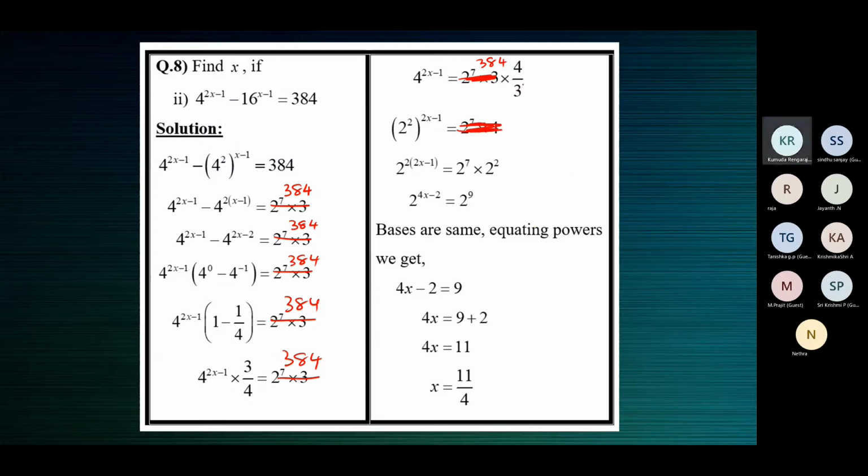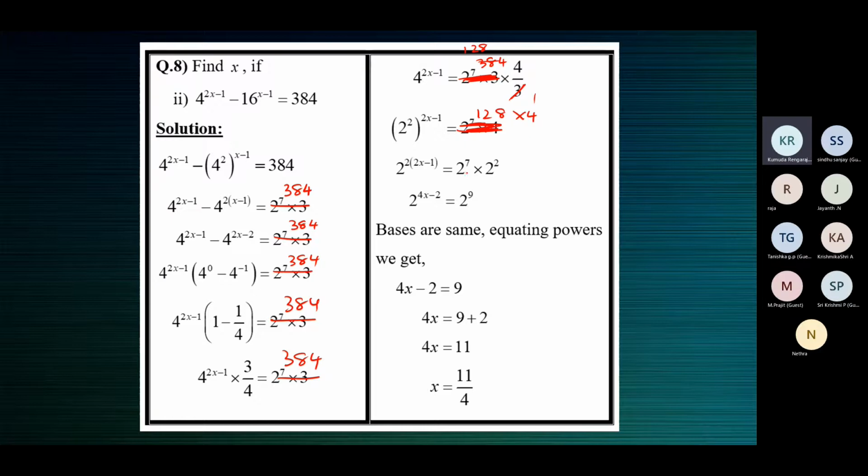You get 128. See here you have 384 into 4, because this is 3 by 4, it will come here as 4 by 3. Here you have 384. When you cancel 3 and 384, you will get 128. So here you will have 128 into 4. Here you will have 128 and 4.